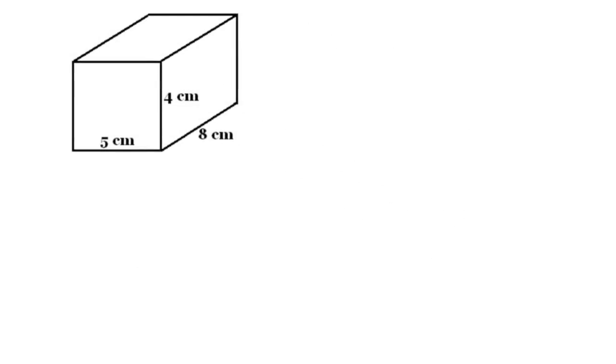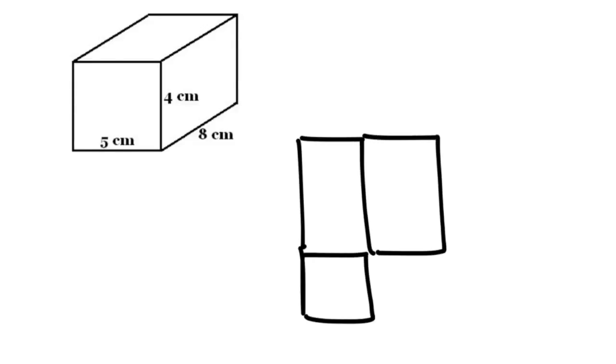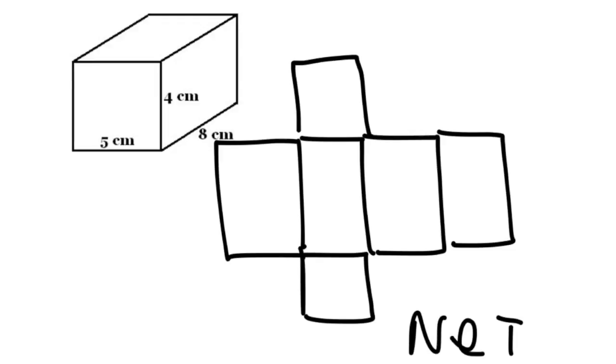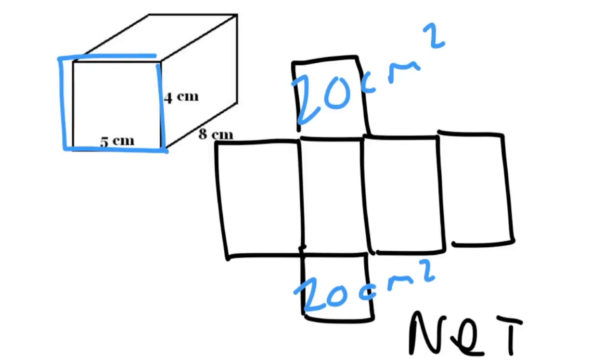I think the easiest way is to unfold the shape and find the area of each face. Here is the front rectangle, and then I've got 4 sides that wrap around it, and then there's the back rectangle. This is called a net, and I think unfolding the shape and making a net makes it extremely easy to find the area. So the front is a rectangle of 5 by 4. So that has an area of 20 centimeters squared. The back is the same thing, that's 20 centimeters squared.